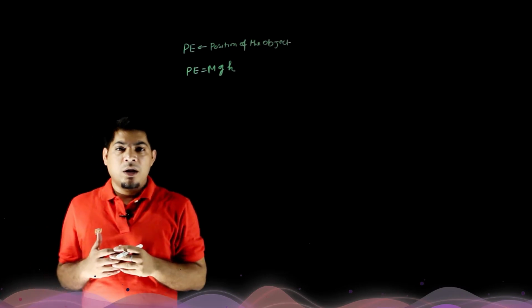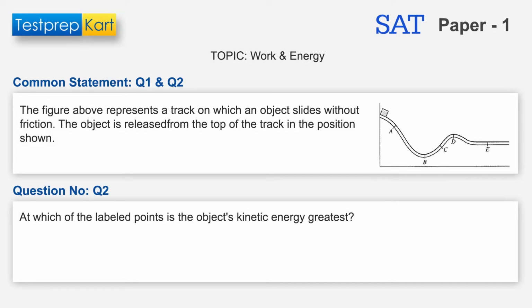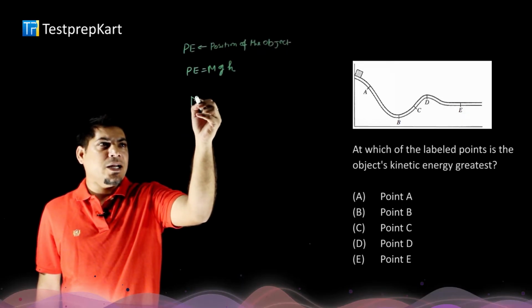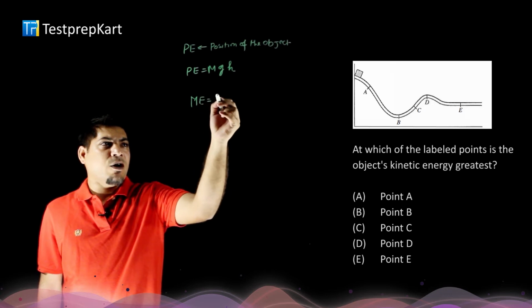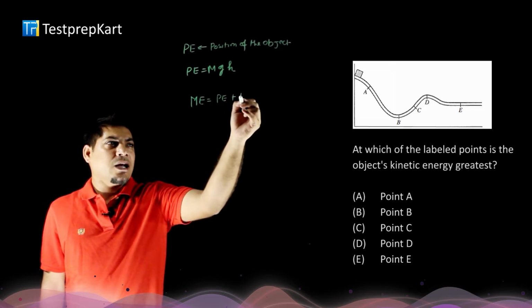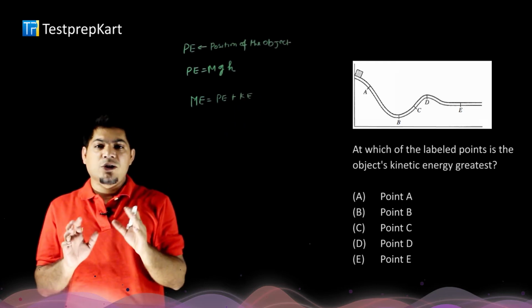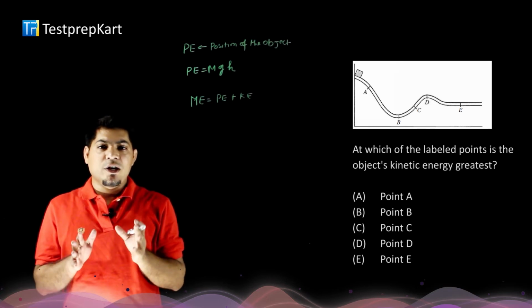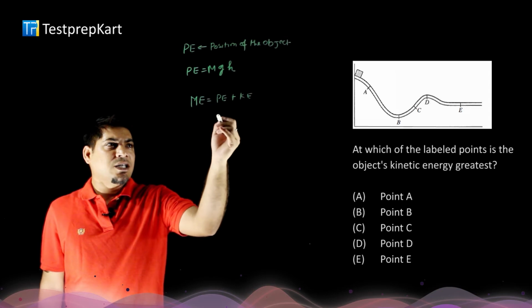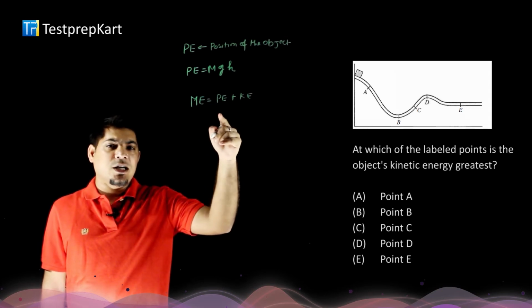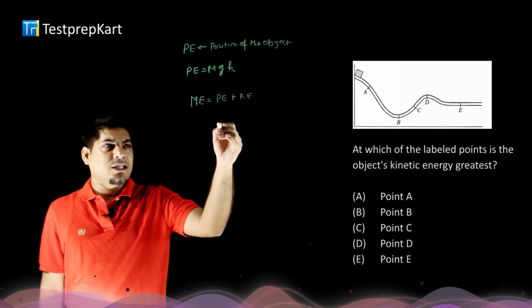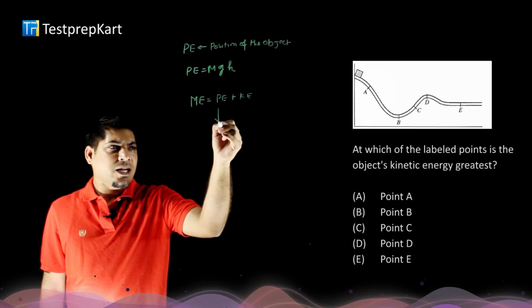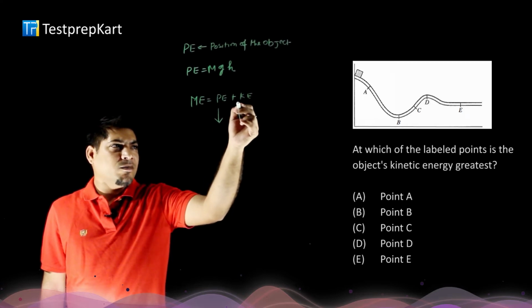Now question number 2. At which point will the object have maximum kinetic energy? So there is the concept of conservation of mechanical energy, and mechanical energy is the sum of potential energy and kinetic energy. So if the system is isolated, the mechanical energy of the system remains conserved. So it's simply a process of exchange of potential energy into kinetic energy and kinetic energy into potential energy. So when the object moves down, its potential energy will decrease and kinetic energy will increase.